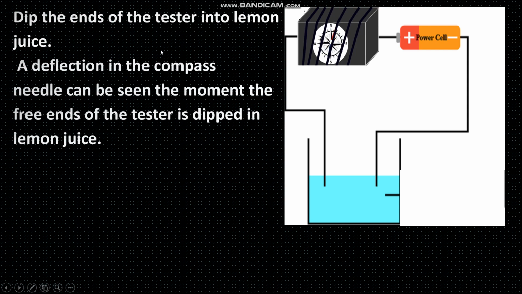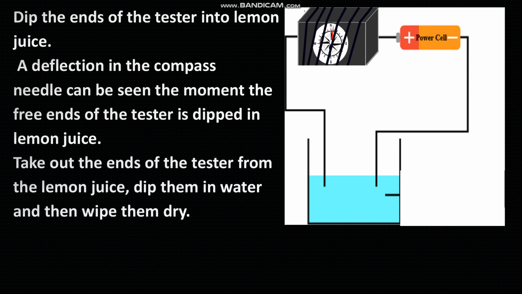What does it mean? A deflection in the compass needle can be seen the moment the free ends of the tester are dipped in lemon juice. It means that lemon juice conducts electricity. So it is a good conductor of electricity. Now take out the ends of the tester from the lemon juice, dip them in water, and then wipe them dry.